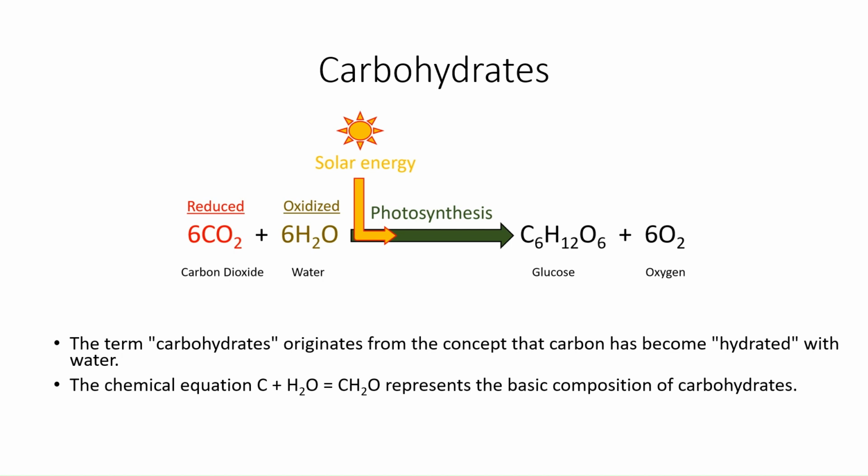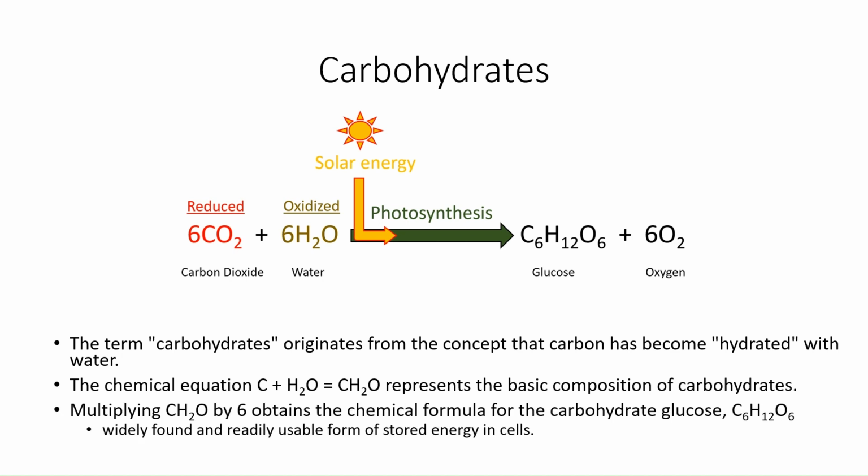And if you look at C6H12O6, it is essentially the equation carbon plus water, or CH2O. If you take CH2O and you multiply it by 6, so you multiply C by 6, H2 by 6, and O by 6, you actually get C6H12O6, the chemical equation for glucose. And that is why glucose and other sugars are called carbohydrates. And we're going to use this abbreviated form, CH2O, in our metabolic reactions later on.